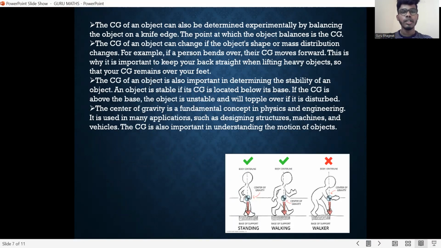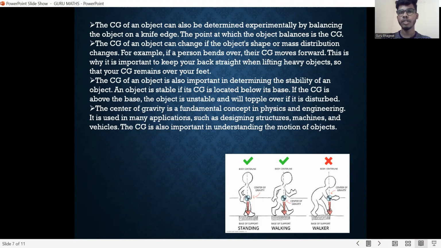Next, we'll discuss how the center of gravity works. The center of gravity of an object can be determined experimentally by balancing the object on a knife edge. The point at which the object balances is the center of gravity. The center of gravity of an object can change if the object's shape or mass distribution changes. If the mass is equally distributed, there is no change in the object. For any variation in the mass distribution, the center of gravity will change.